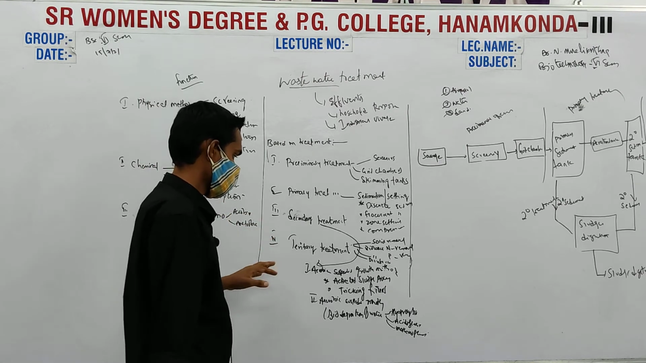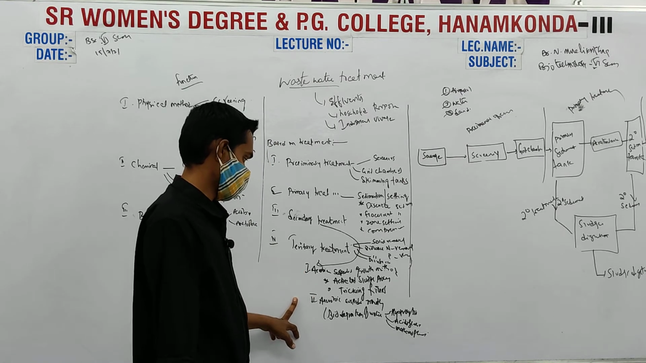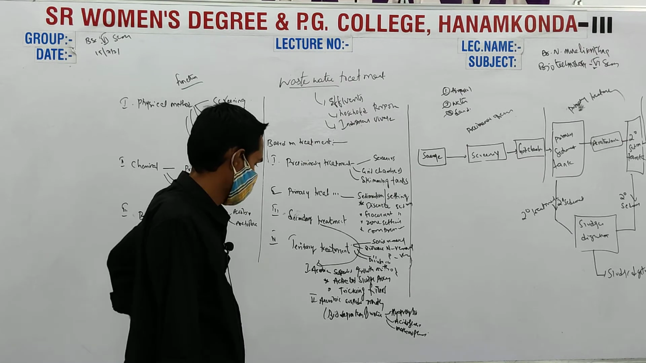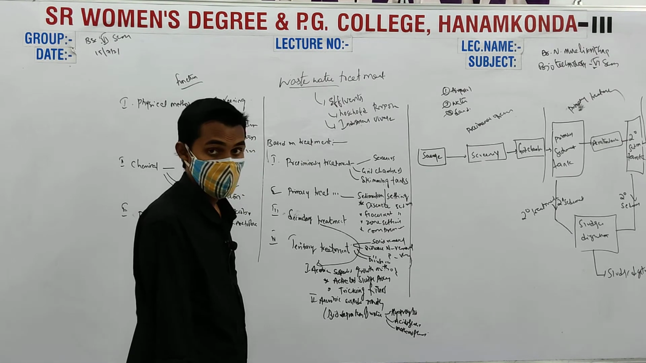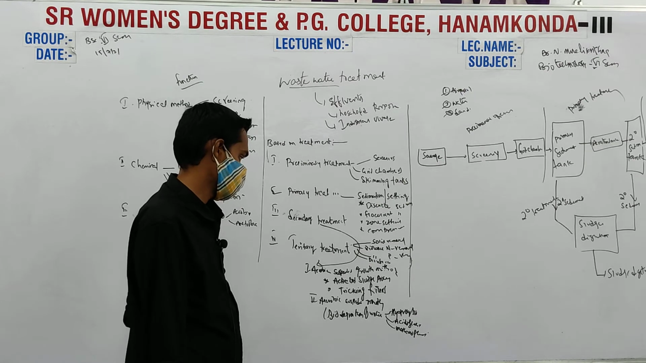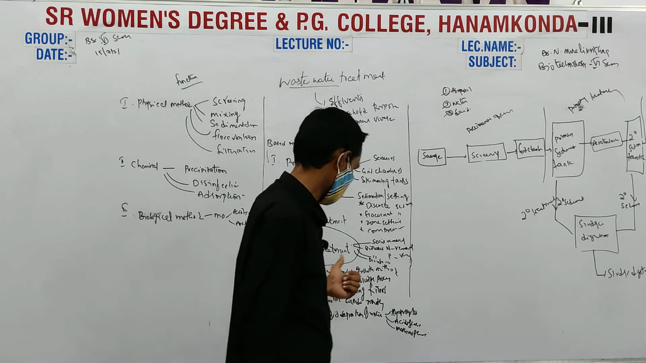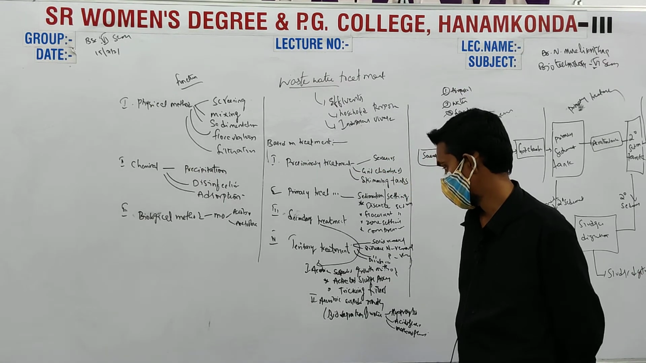So the secondary treatment includes the aerobic suspended growth method and the anaerobic suspended growth method, which includes the activated sludge process and trickling filters. These come under the aerobic suspended growth method.